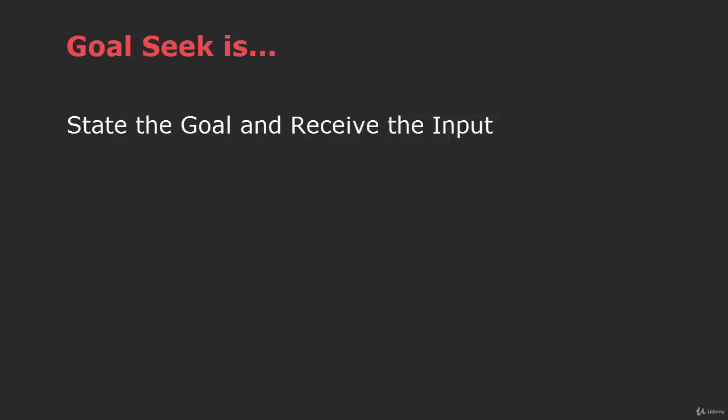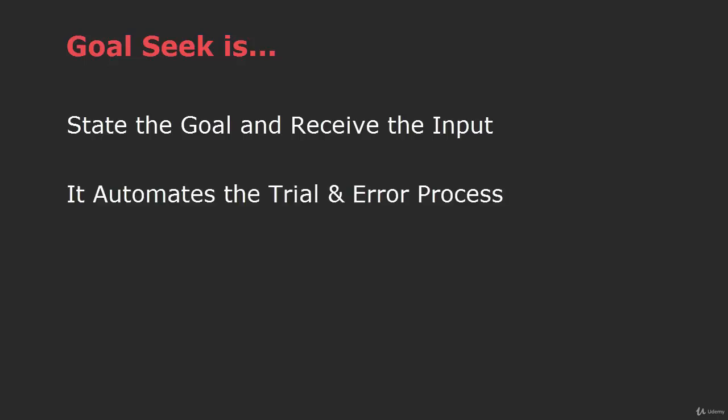It's the opposite of a formula. Instead of finding the end result, you give it the end result and it gives you the input. It automates the trial and error process. It's actually something like guessing on speed. It's useful for situations when you really want quick answers.